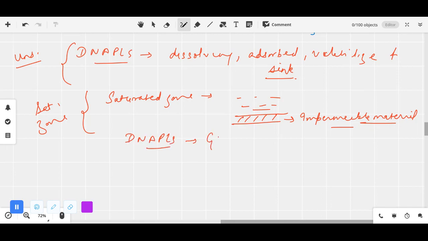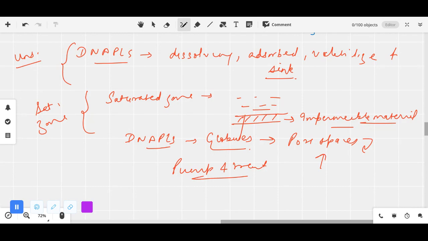are going to form globules. Okay, so these globules are trapped in the pore spaces, and once they are trapped in the pore spaces, the removal becomes almost impossible. All right, and they cannot be removed by simple pumping. So, pump and treat technology is not effective at that time when these DNAPLs are absorbed in the pore spaces. All right.